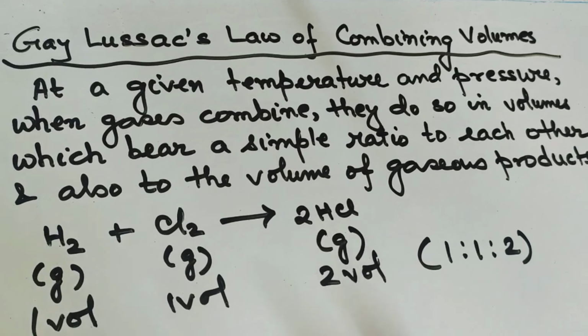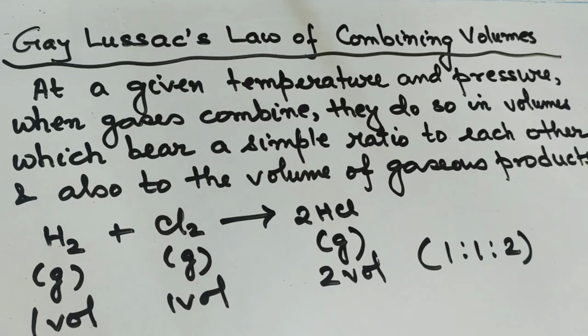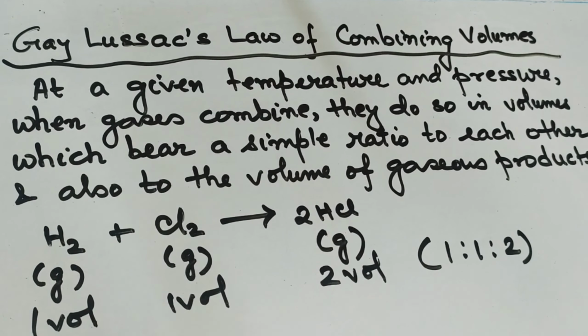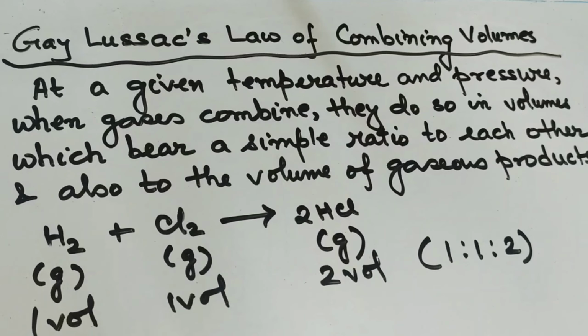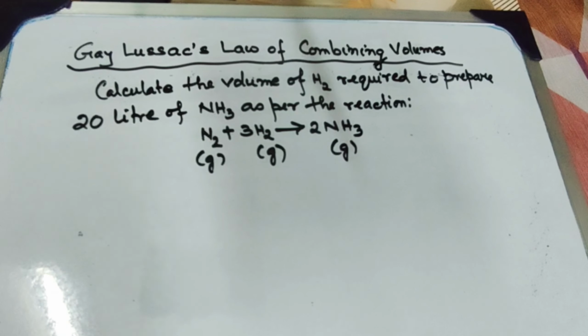H2 gas combines with Cl2 gas to form 2 moles of, or 2 volumes of, HCl. Right now I'll not introduce the concept of mole, but we'll see as per the equation, 1 part by volume of H2 combines with 1 part by volume of Cl2 to form 2 parts by volume of HCl. So the ratio of the gases, the reactants and the products as per the volume combination is 1:1:2. As an application of Gay-Lussac's law of combining volumes, we get a question here.